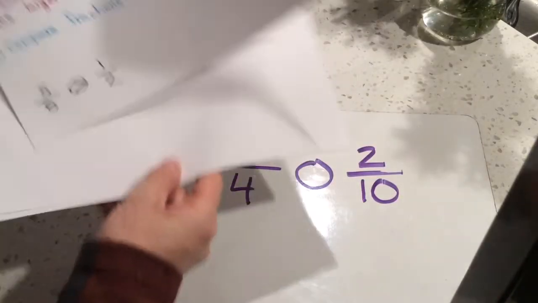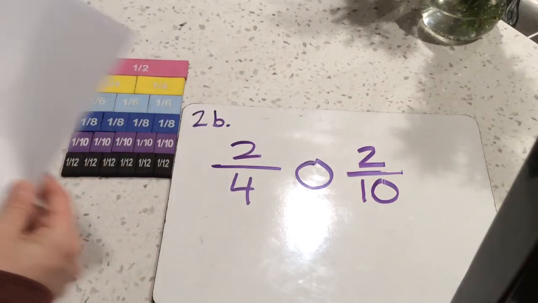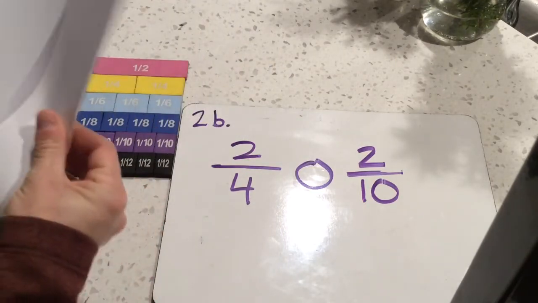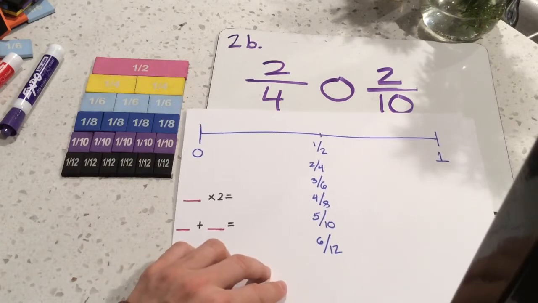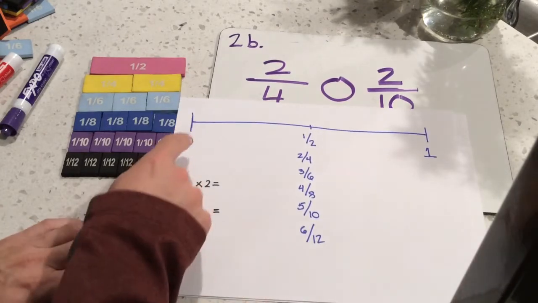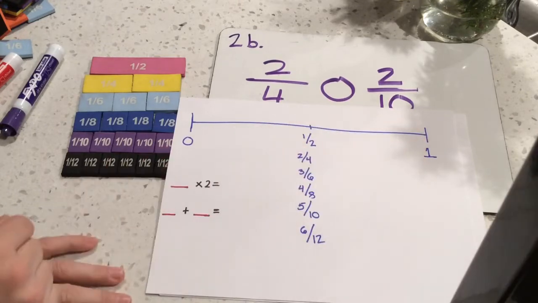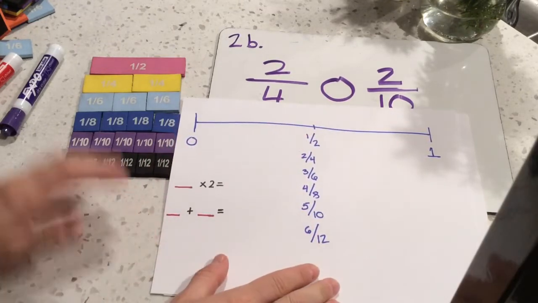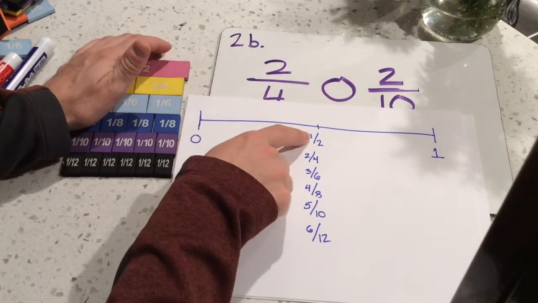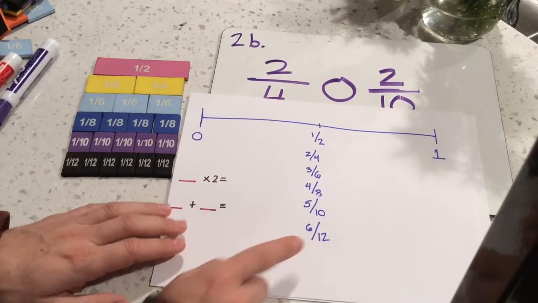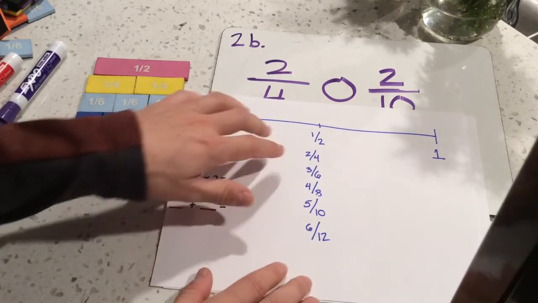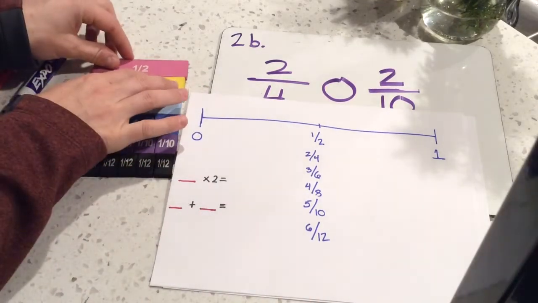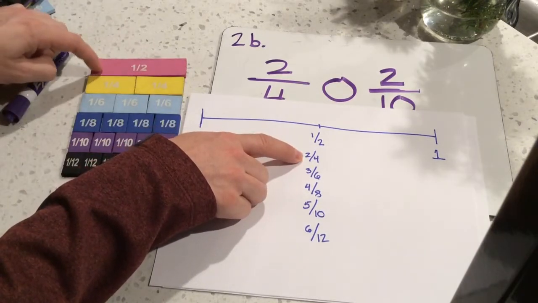So I'm going to use a number line to help us illustrate this question. Okay? So here's my number line, and my number line is going from 0 to 1. And in the middle, I have marked off half of the number line. But I also have some fractions down below. And again, those are showing equivalent fractions. So 2/4, and if I go back to my fraction strips, 2/4 is the same as 1/2.